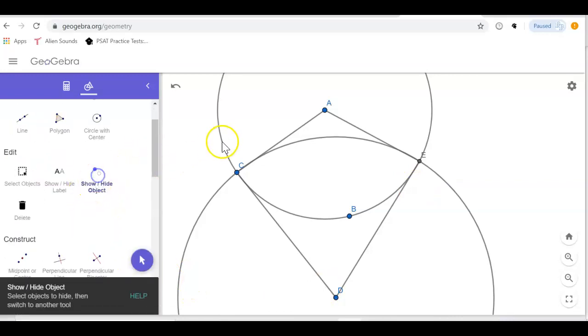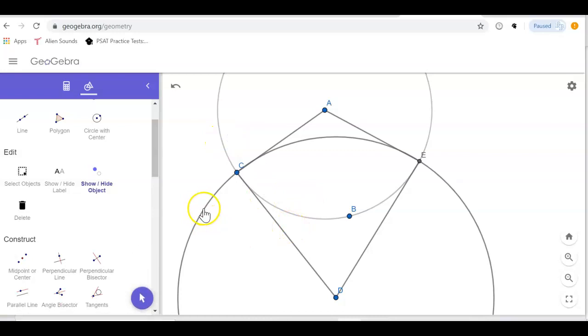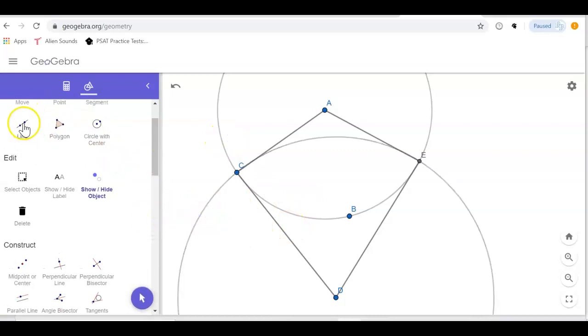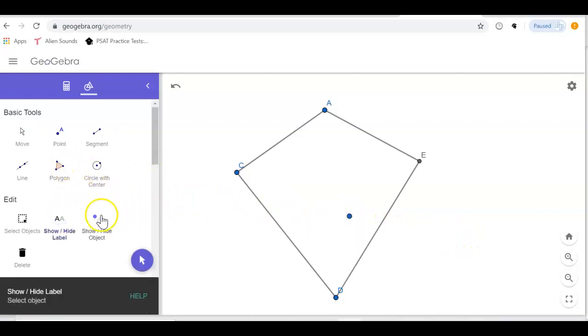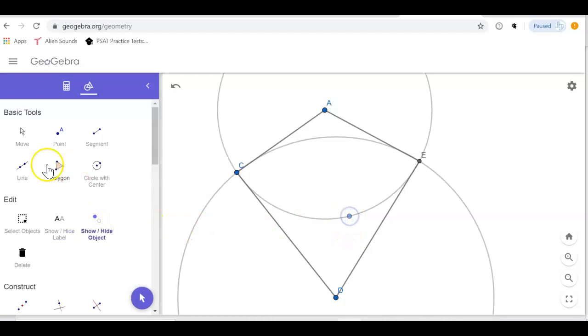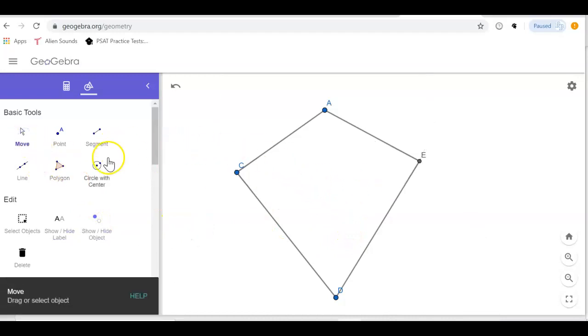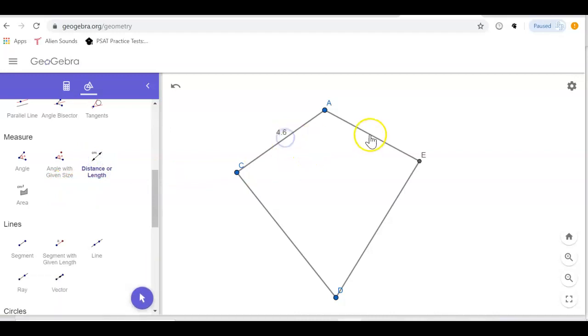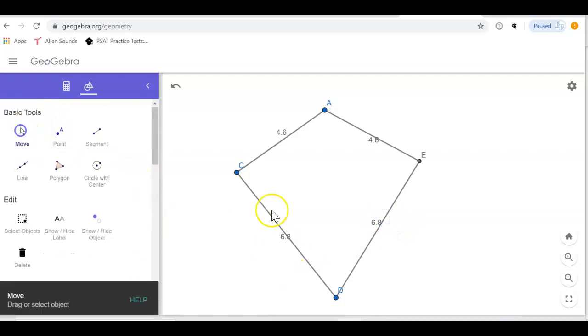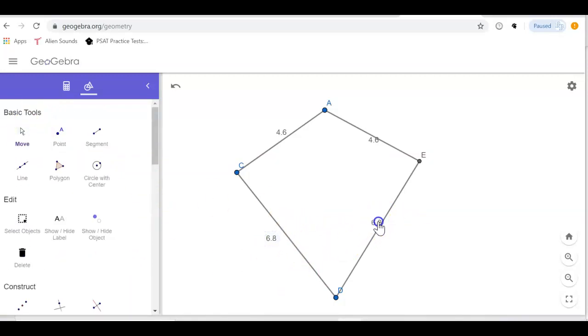So now I'm going to just go hide some objects here, right? Only because it's hard to see, right? But this ends up being our kite. And right away, how do I know it's a kite? Well, if I measure these sides, right away you get one pair of congruent sides. When I measure these sides, I get another pair of congruent sides.